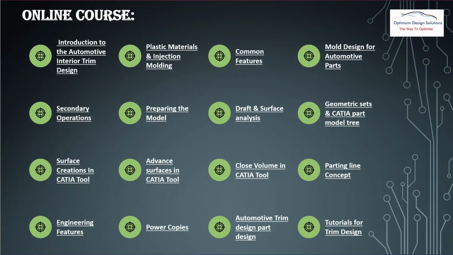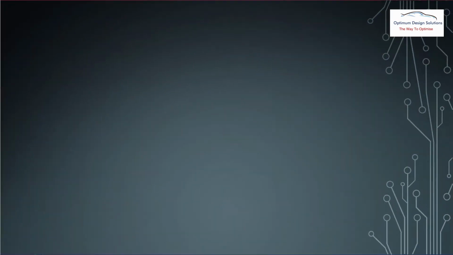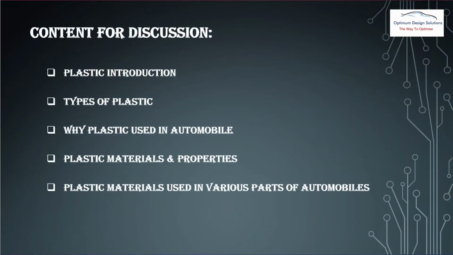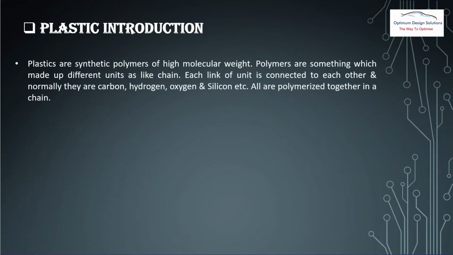Course content for interior trim design. Those are the few points, and we are at plastic material and injection molding. So, next one, that is content for today's discussion. Today we are going to discuss plastic introduction, types of plastic, and why plastic is used in automobile. And in the next video we will cover plastic materials and their properties, the plastic materials which are used in various parts of an automobile. So thus we are going to cover. So we'll start the plastic introduction.